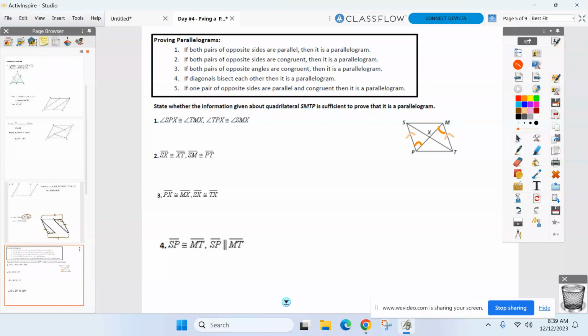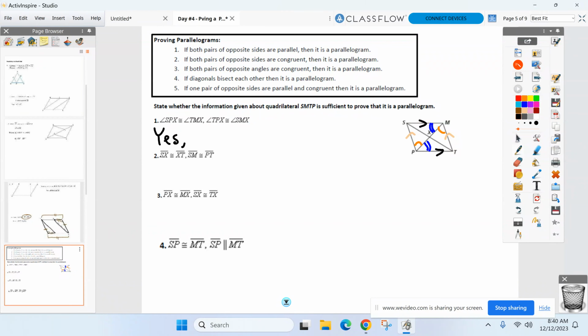All right, look at the other given. TPX, mark it. TPX is congruent to SMX. Hey, what did you just mark there? Vertical. What did we just mark there? Alternate interior. So if those are congruent, put another set of markings on your diagram now. What else can I put? I can put that SM is parallel to PT. Is this a parallelogram? Look at what you marked. Yeah, that's a parallelogram. So I'm going to put yes.